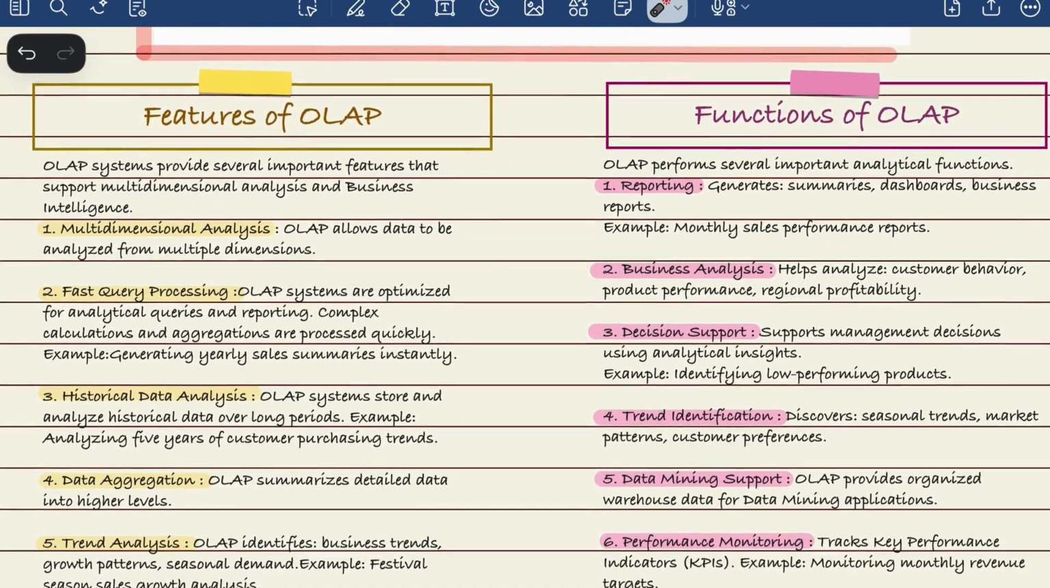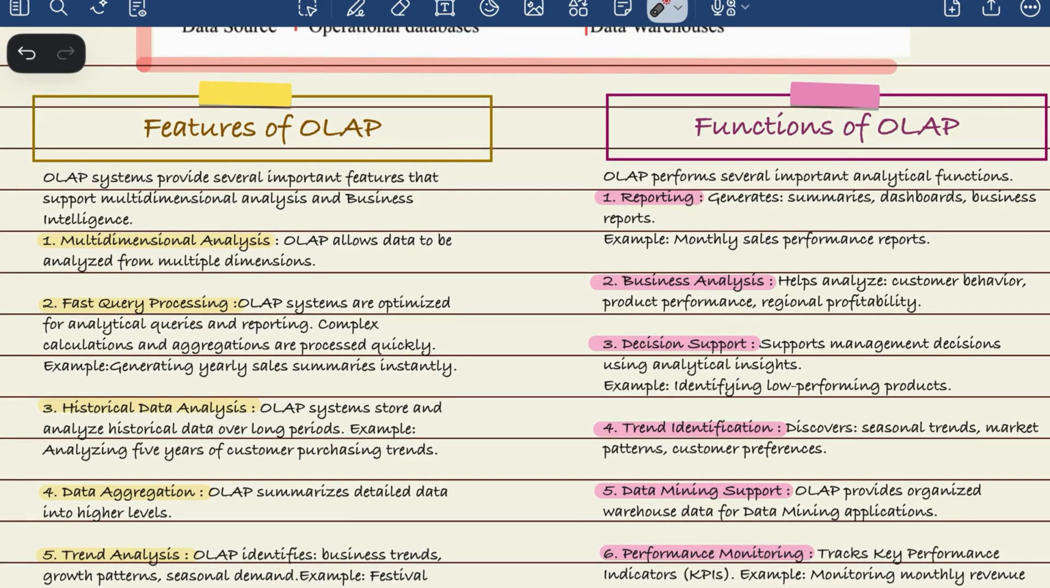Let's move forward and discuss the features of OLAP, and then we'll discuss the functions of OLAP as well. So if we talk about features, OLAP provides several important features which help in effective decision making for the users. First, OLAP provides multi-dimensional analysis. Like we have discussed, it allows data to be analyzed from multiple dimensions. Obviously, there is faster querying and historical data aggregation, and we can also perform trend analysis when we have OLAP systems.